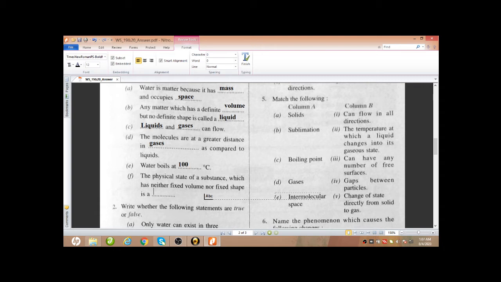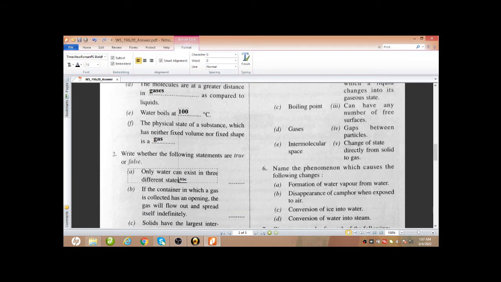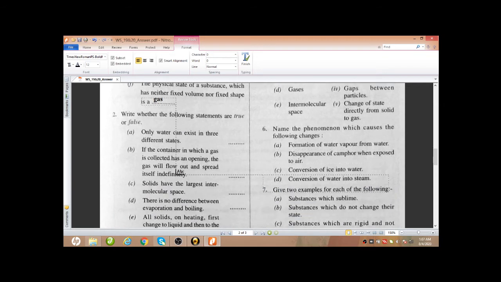Next, the physical state of a substance which has neither fixed volume nor fixed shape is a gas. Okay, as we know that gases don't have any fixed volume or fixed shape, so this will be gas. Okay, next, question number 2. Write whether the following statements are true or false. The first one is: only water can exist in 3 different states. So this is false.